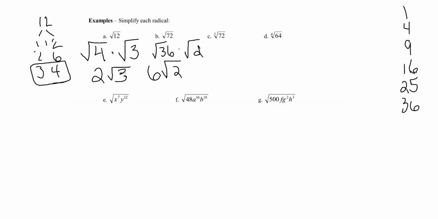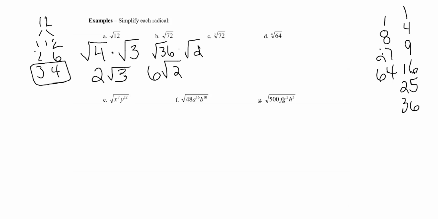Also, your perfect cubes. 1 cubed is 1. 2 cubed is 8. 3 cubed is 27. 4 cubed is 64. So again, have that list handy to help you. And that list right there will help us with C.